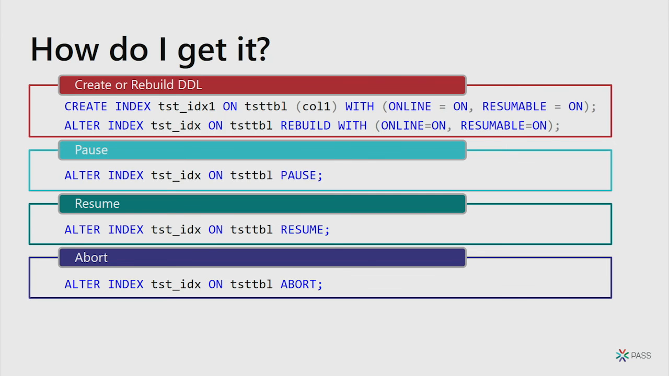I think I read that you can't disable an index if it's in the process of a resumable operation. I'm pretty sure I read that, yeah. Like I said, I'm not 100%, but I'm fairly certain I read that.